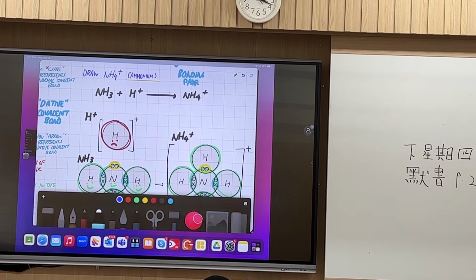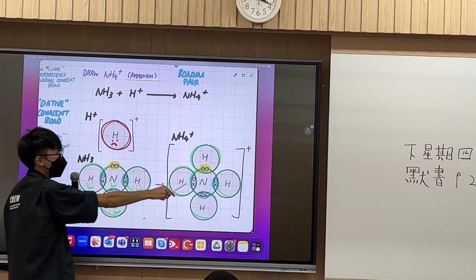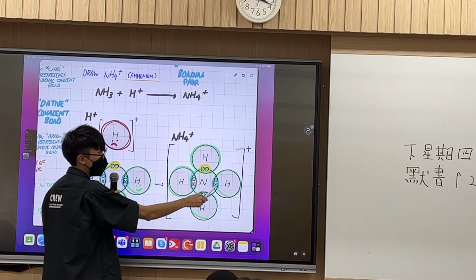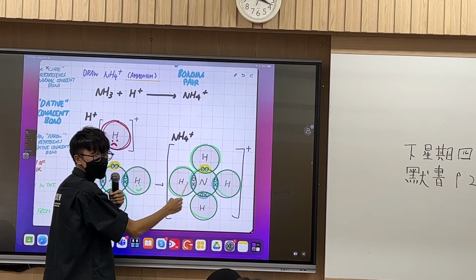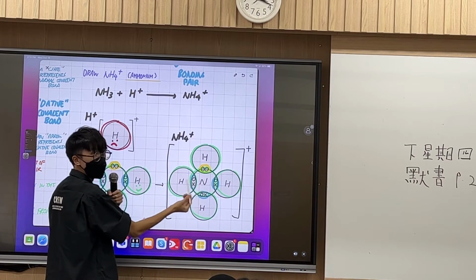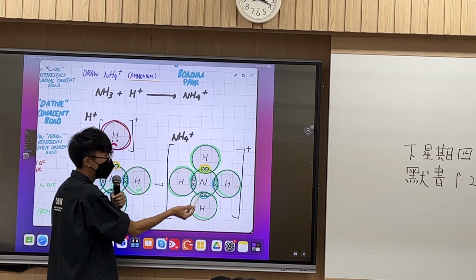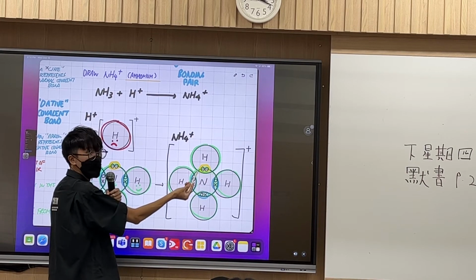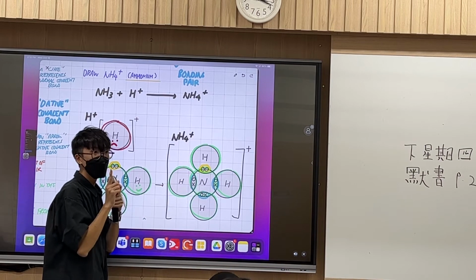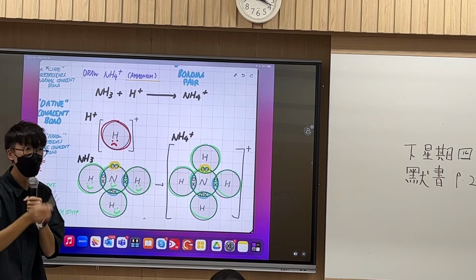How many bonds in NH4 plus are normal covalent bonds? 3. These 3 are normal covalent bonds because they are contributed equally by the 2 bonding atoms. You can see that from the different symbols in here. But then there's a special bond that has symbols only from one atom. This is a special bond known as dative covalent bond.